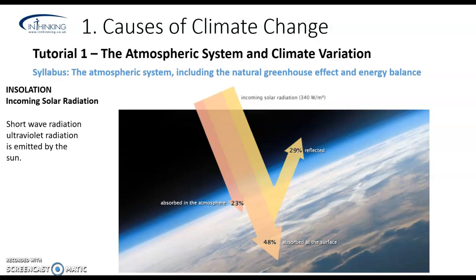So the main central arrow here shows the percentage of energy which reaches the Earth's surface and is absorbed by the surface. You can see that 23% is absorbed by the atmosphere and 29% is reflected. And that 29% comes from both reflection within the atmosphere, clouds, vapor, etc., but also a small percentage is reflected from the Earth's surface.